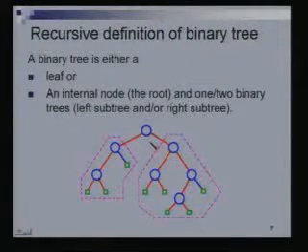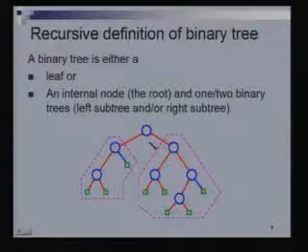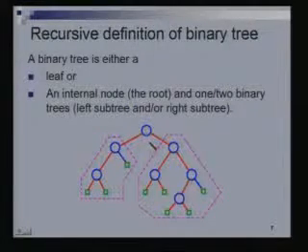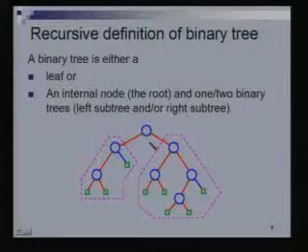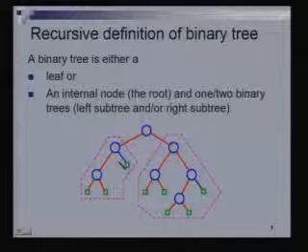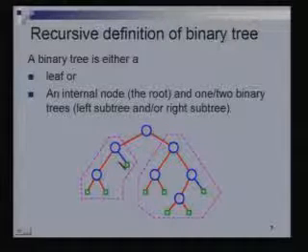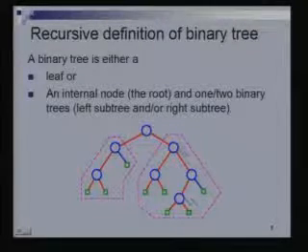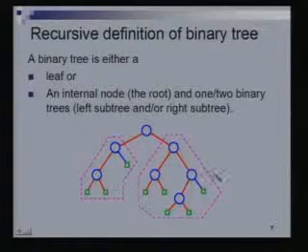I take a node and I attach a left subtree and a right subtree. And how do I get the left subtree and the right subtree? Recursively. That itself is obtained by taking a node and attaching two left and right subtrees. I've said "and/or", which means this left subtree might be null. I might not attach anything here, or I might not attach anything to the right, or I might attach both.